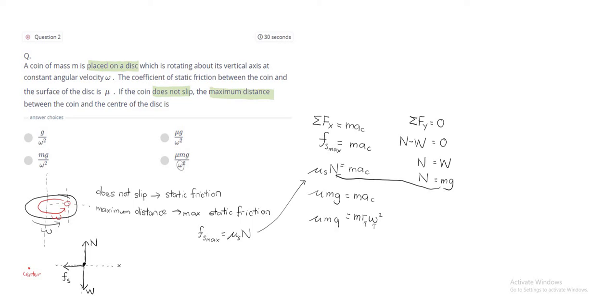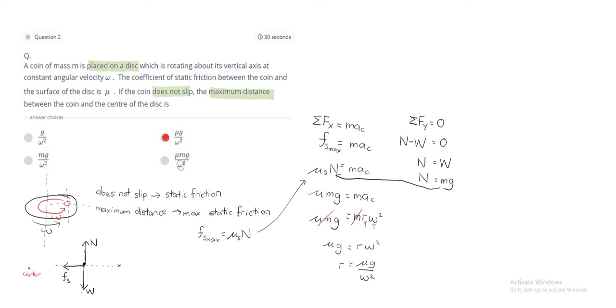So with that, we can cancel out some stuff. The mass here and the mass here can be cancelled out. So what you are left with is mu g equals r omega squared. We are looking for r, so we bring r to one side, everything to the other side, and there's your answer. R equals mu g over omega squared. So the answer would be this. There's a bit of manipulation involved, but if you steadily go through all the algebraic manipulation, you will arrive at the answer for this question.